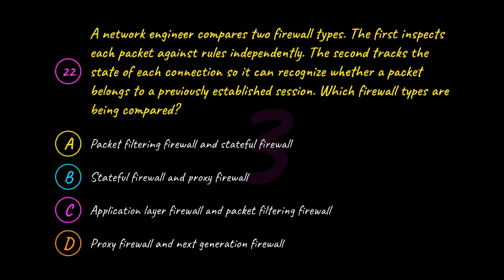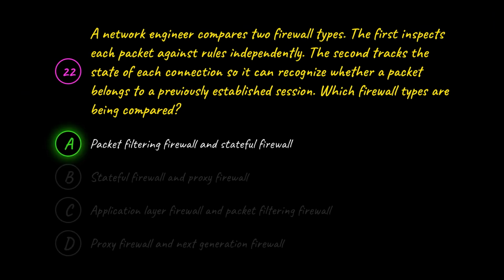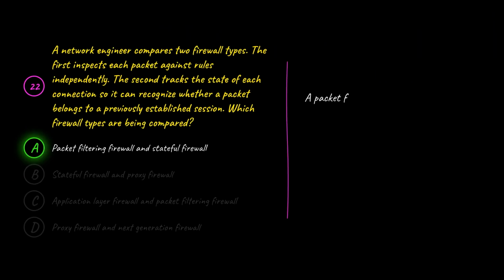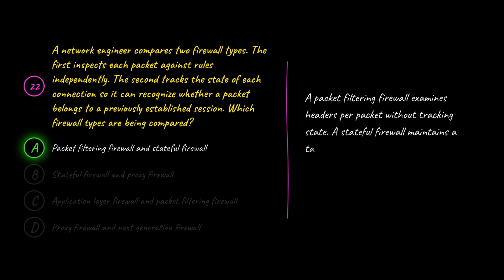The correct answer is A. Packet filtering firewall and stateful firewall. A is correct because a packet filtering firewall examines headers per packet without tracking state. A stateful firewall maintains a table of active connections and decides based on session context. The scenario contrasts those two precisely.